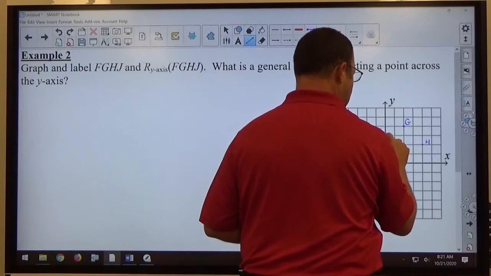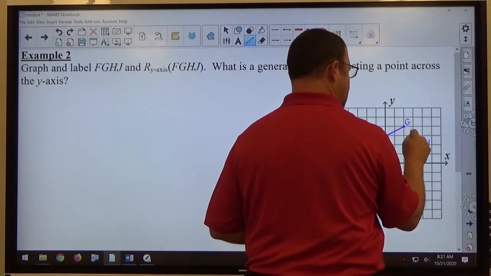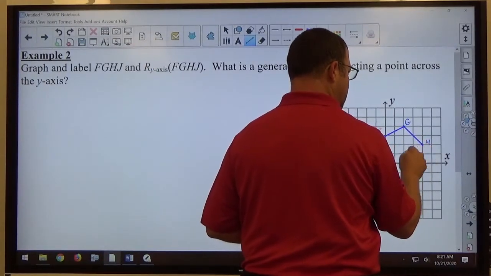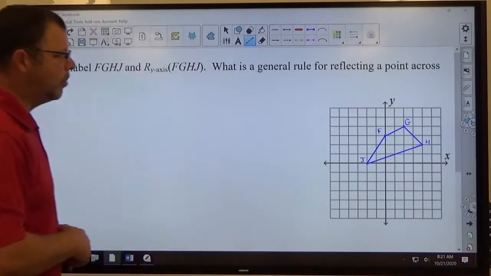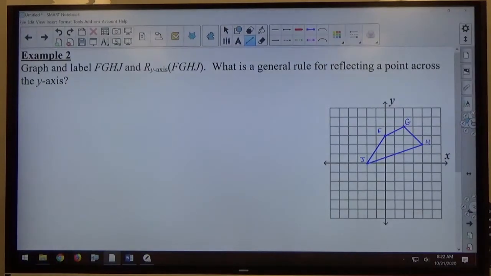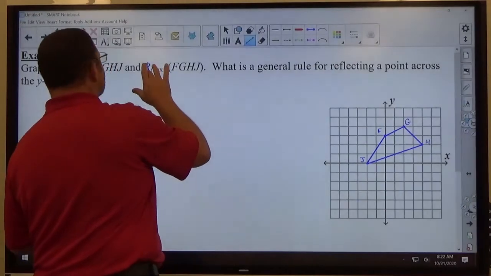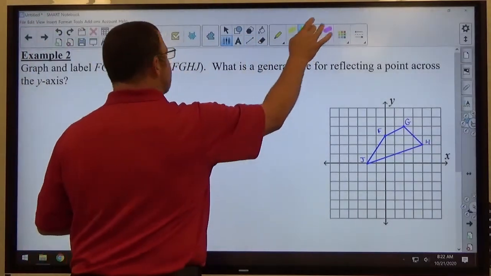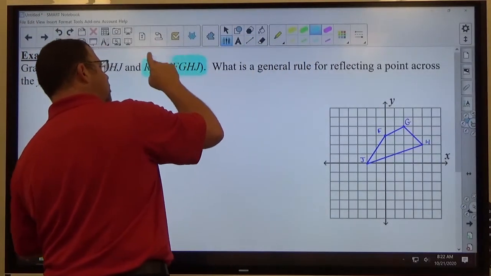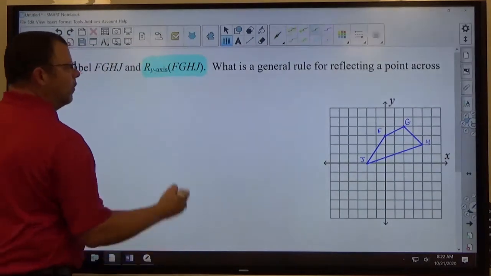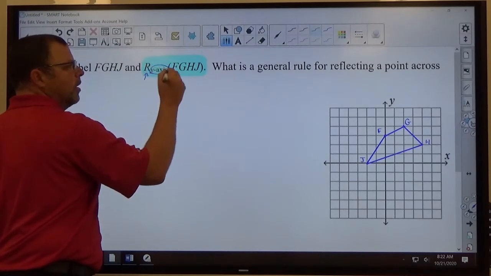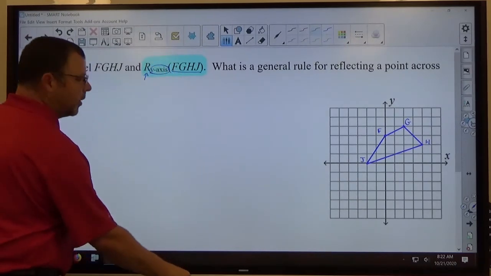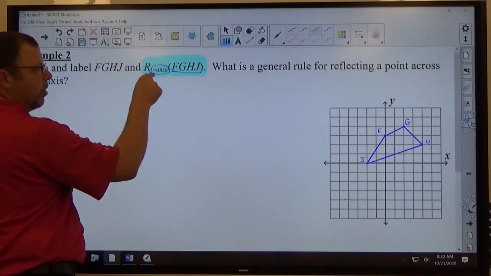So connect F to G, G to H, H to J, and J to F. And there's our quadrilateral again, F, G, H, J. This time we're going to be reflecting across the y-axis. All right, so notice R, F, G, H, J, y-axis. So they're going to say this is R for reflection, this tells you what you're reflecting across, and this tells you what you're reflecting. So reflecting the quadrilateral F, G, H, J across the y-axis.